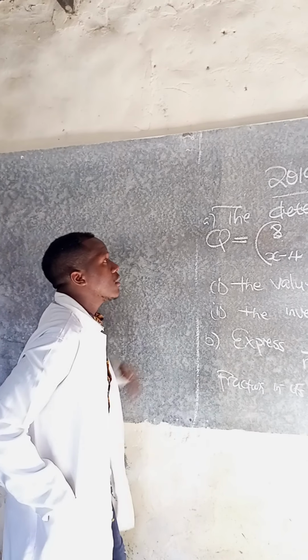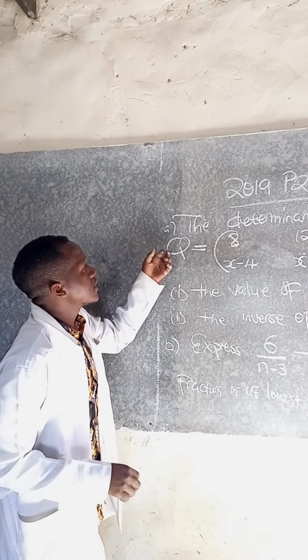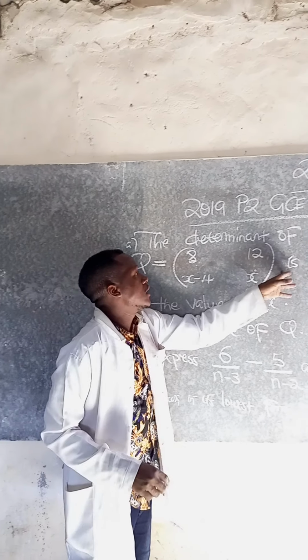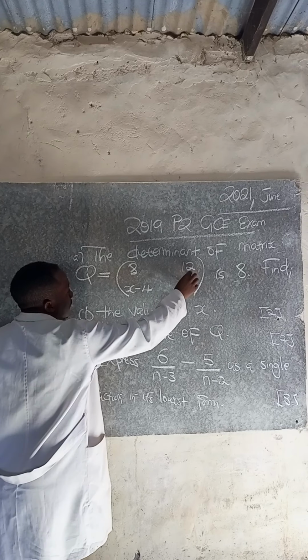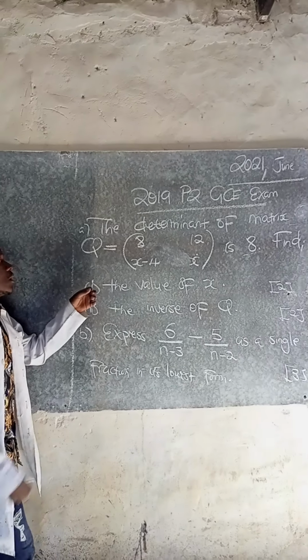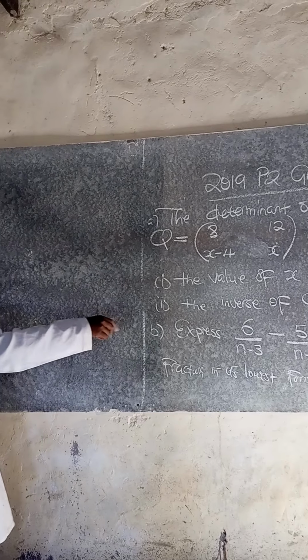The determinant of matrix Q is 8. So we have 8, we have x minus 4, we have 12, then we have x. Find the value of x.